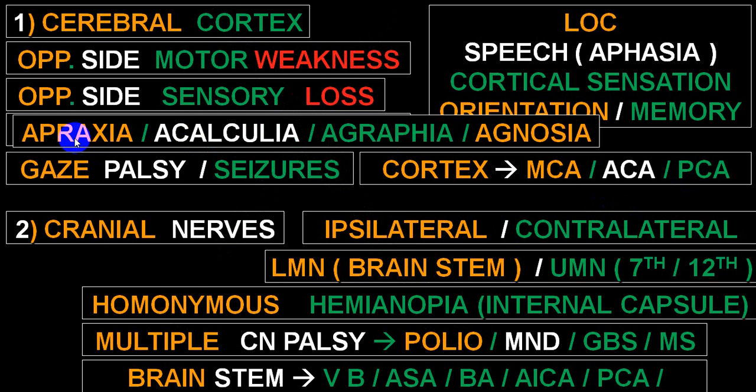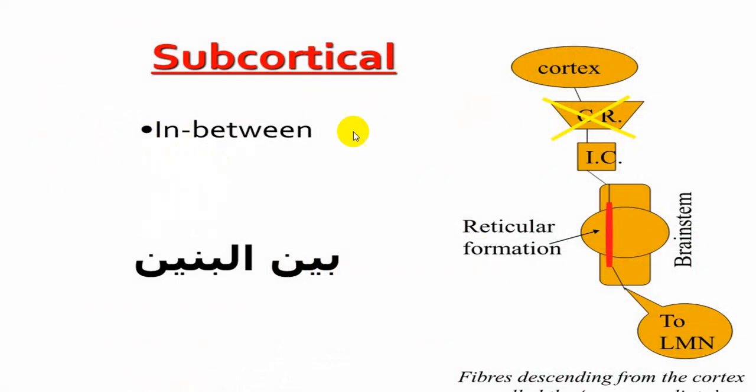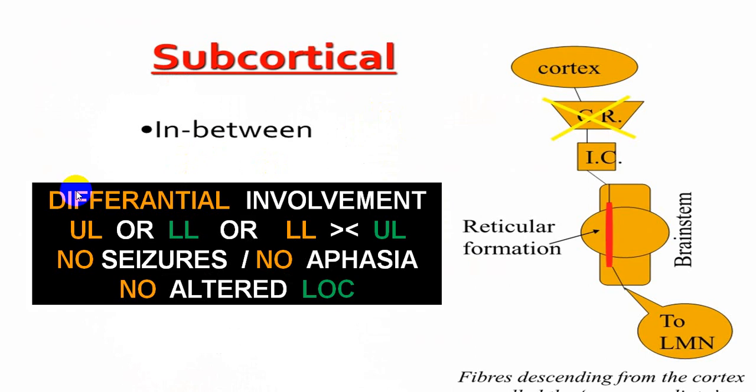Whenever you get damage to the parietal lobe, you can have apraxia, acalculia, agraphia and agnosia, which are most common with the superior branch of the middle cerebral artery. And if it is the non-dominant hemisphere, you can even have hemineglect. If there is involvement of the subcortical area, that is the corona radiata, you will have a differential involvement, that is only one limb more involved as compared to the other, like only the upper limb or lower limb involved, depending on which part of the corona radiata is involved. Or you can have the lower limb more involved than the upper limb or vice versa, depending upon which part, anterior, lateral or medial side of the corona radiata.